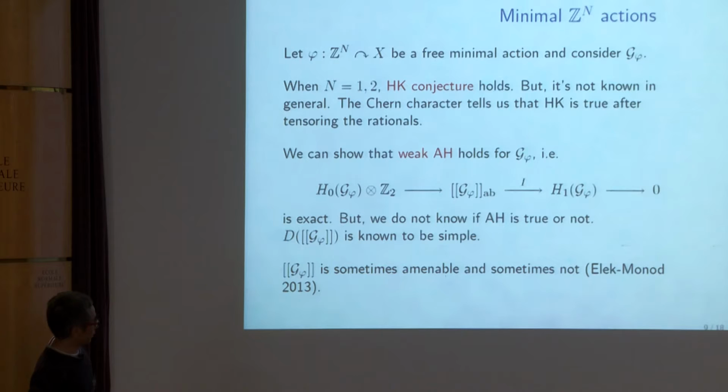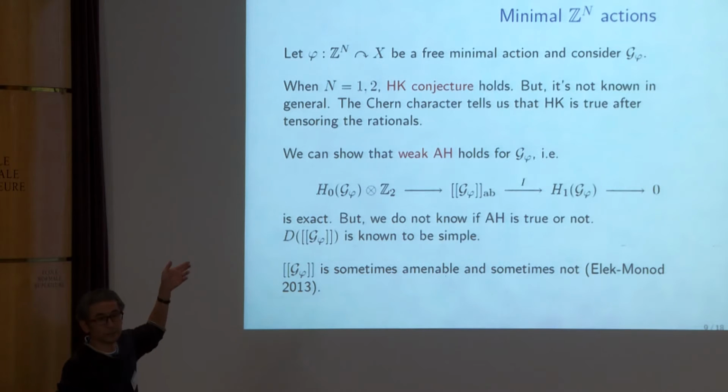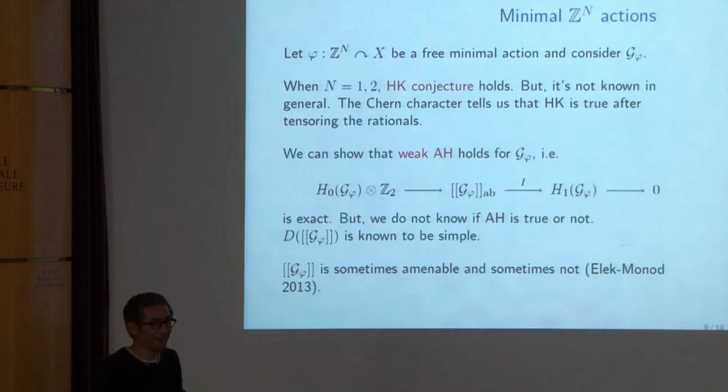Its amenability is also a natural question, but it's not yet known. Sometimes it's amenable and sometimes not. I didn't write it, but for example, I can ask whether this is finitely generated or not. So we have many questions, but I don't know the answers.